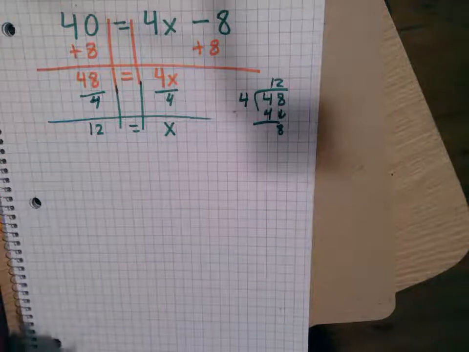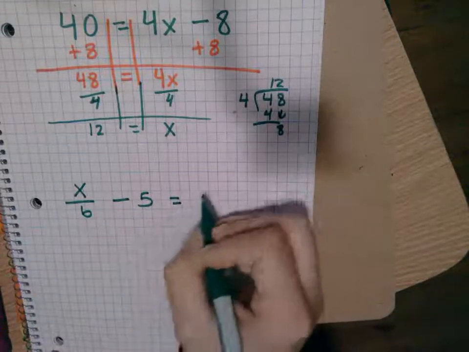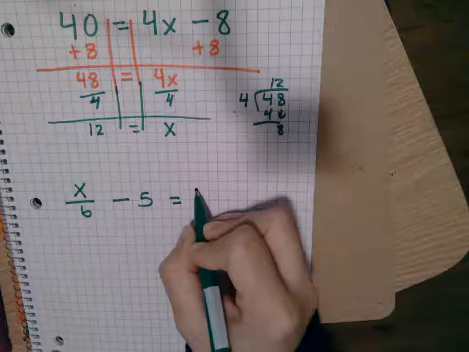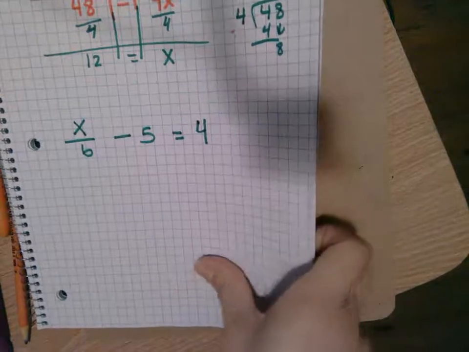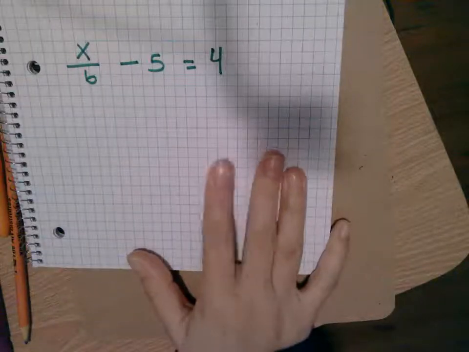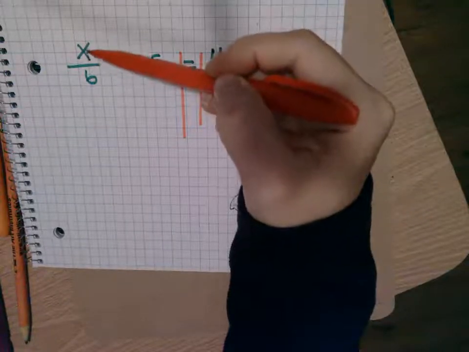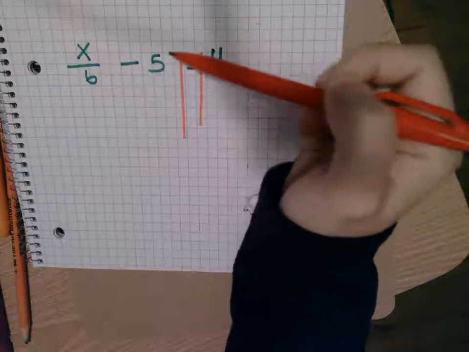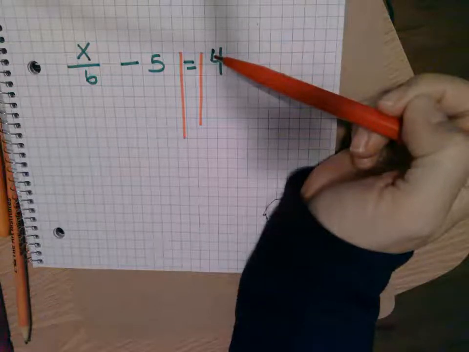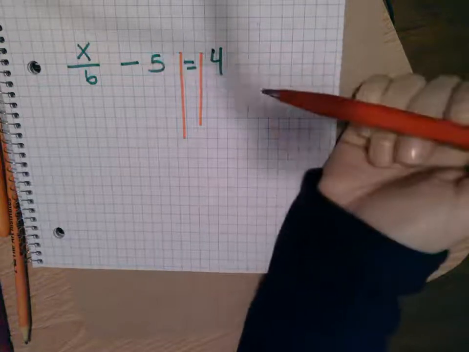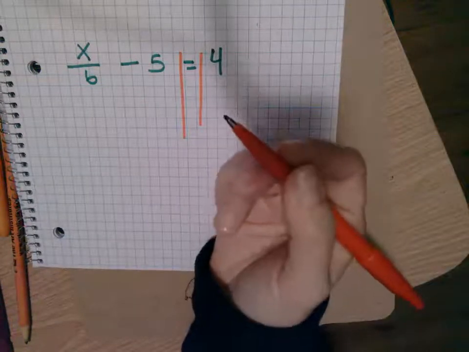All right, let's go to level 1.1. Okay, so we're going to draw our bars. Now here we have x divided by 6 minus 5 equals 4. So which number is furthest away from the x? 5. Yeah, so go ahead and move the 5 first. Hopefully by now you should know how to move those numbers.